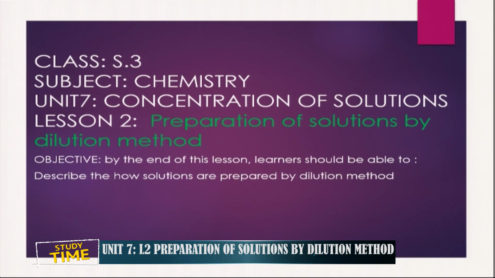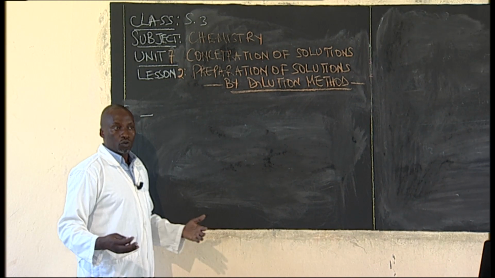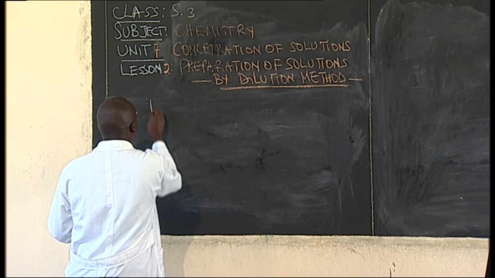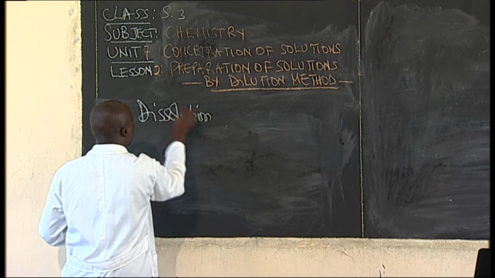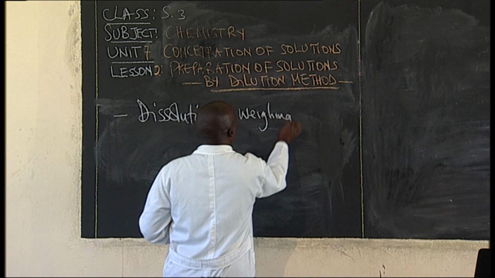You remember in the previous lesson, I told you that we have two methods that we use to prepare solutions. The first method was by weighing. We said it is either weighing method or dissolution method. So we can call it dissolution or weighing method.